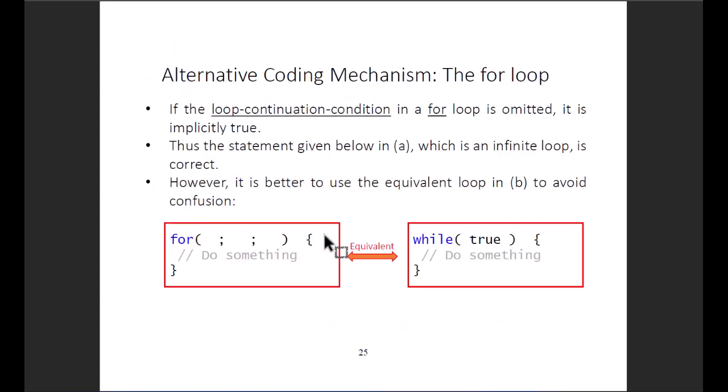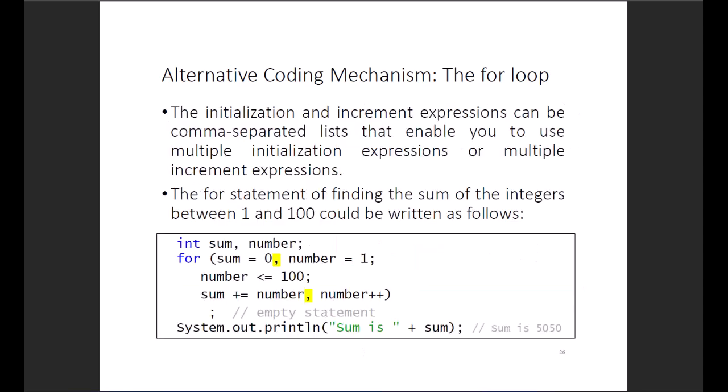Alright, now you can read the alternative coding mechanisms for the for loop in case you do not put anything, or the while true. Now this is just an infinite loop. Be careful when using it. Your program might never stop. And read how you can put two statements in your initialization. You see there's a comma. You see I'm initializing sum to 0 and number to 1, and then I am adding sum and adding number.